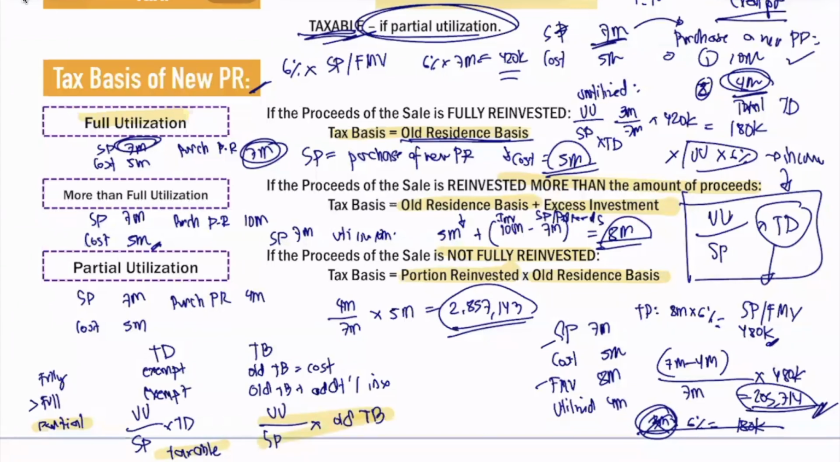Okay? So ingatan nyo lang to sa principal residence. Determine whether there's full utilization or partial utilization for the taxation. For the tax basis, you determine if ever it is fully utilized, more than fully utilized, or partially utilized.